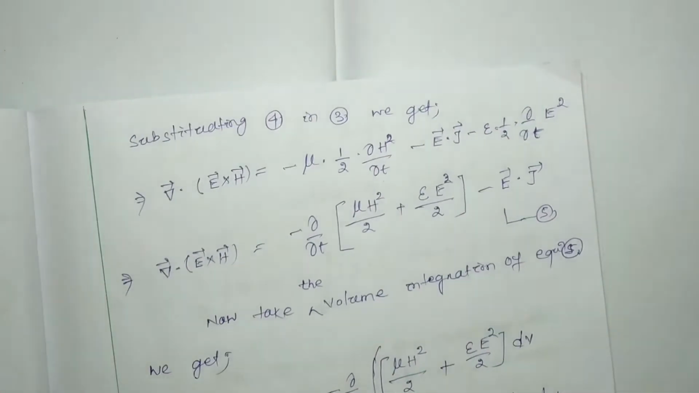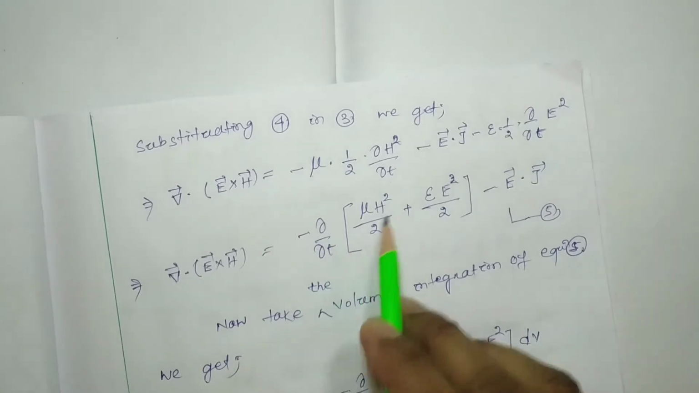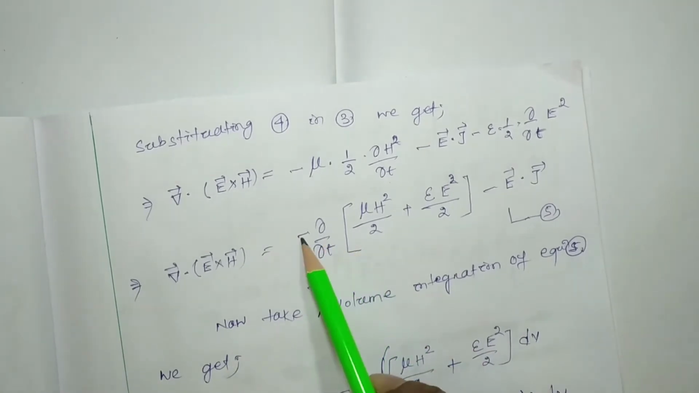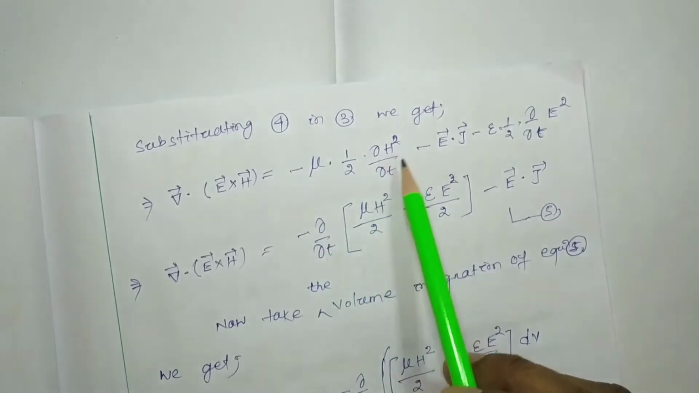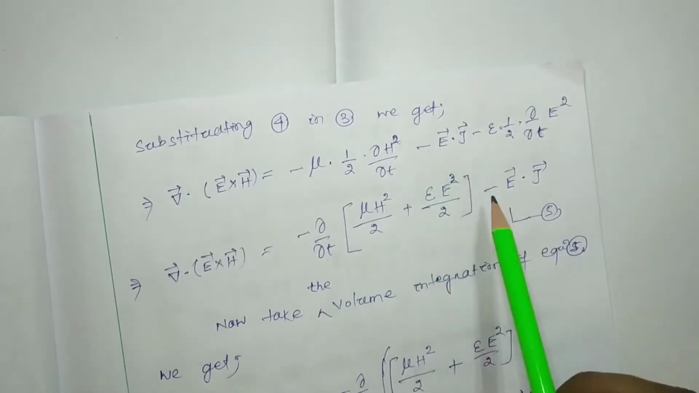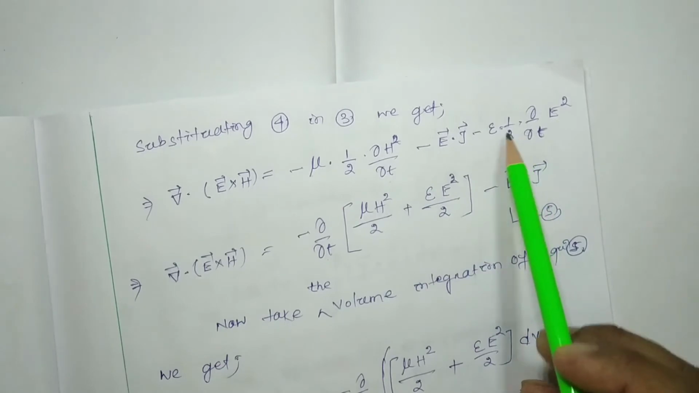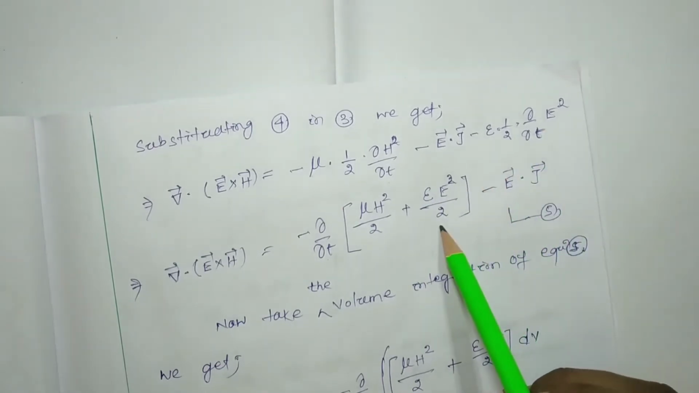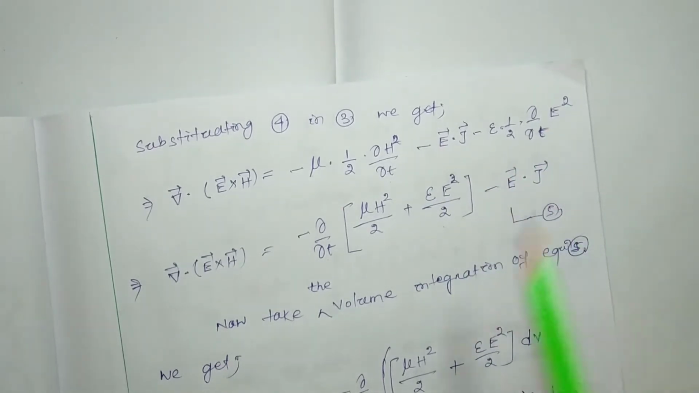So here the right hand side will be minus del by del t of mu H square by 2, minus E dot J, and this will be epsilon E square by 2. Let this be equation number 5.